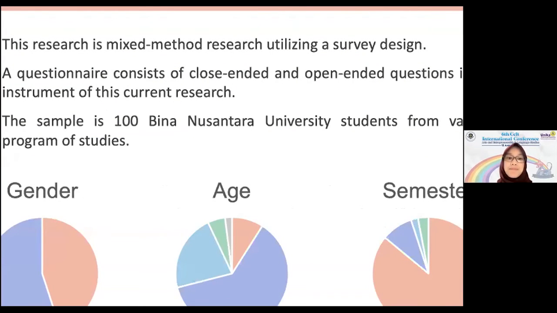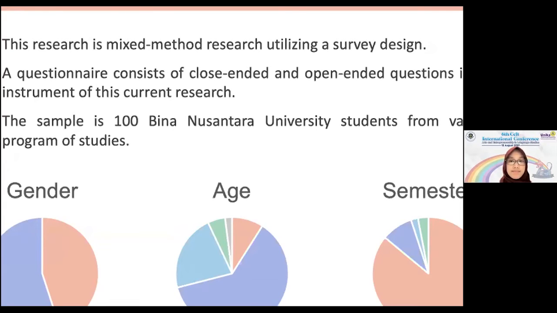This study is a mixed method research using a survey design. The questionnaire consists of closed-ended and open-ended questions, made via Google Form and spread online. The open-ended questions would help us to reveal their preferences, while closed-ended questions reveal their opinion about e-learning. The sample is 100 Bina Nusantara University students from various programs of studies.